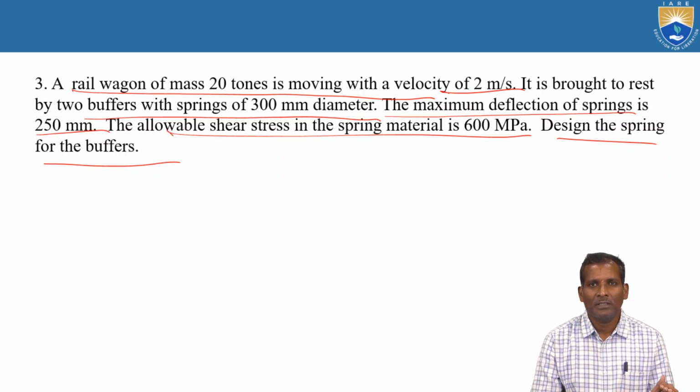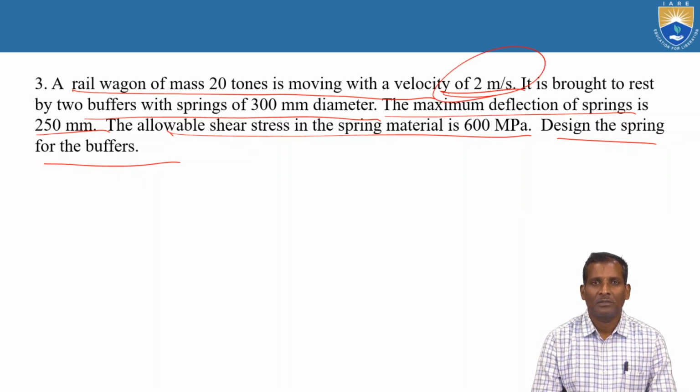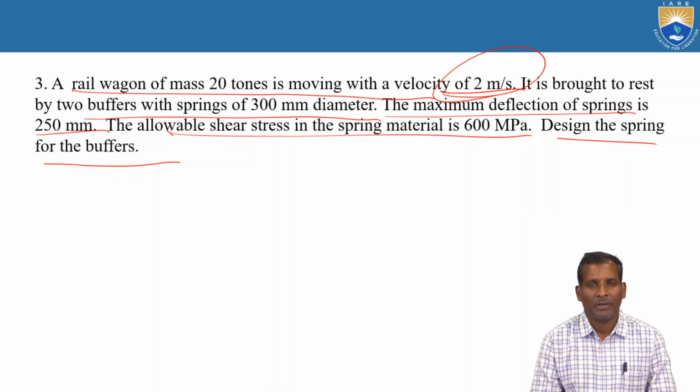For what purpose? The rail wagon is brought to rest. So what is the mass of the rail wagon? 20 tons. The moving velocity is 2 meters per second. So how to design the spring for the buffers? In this problem I will explain.